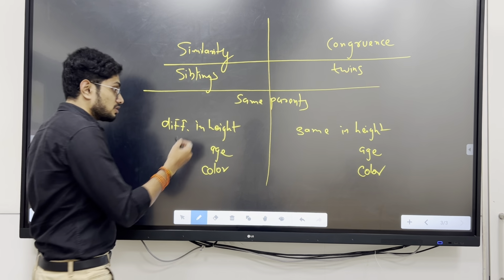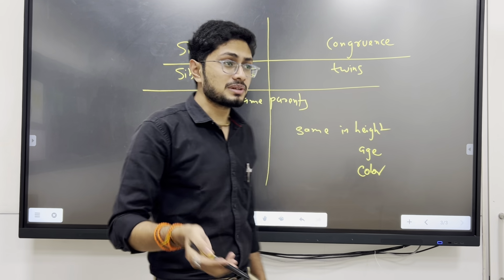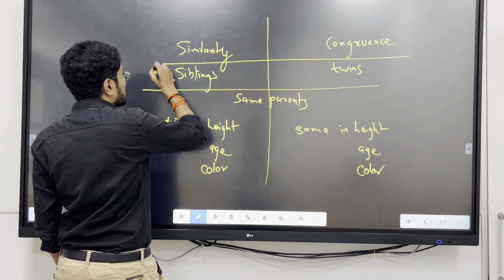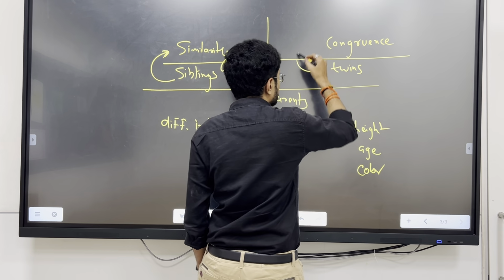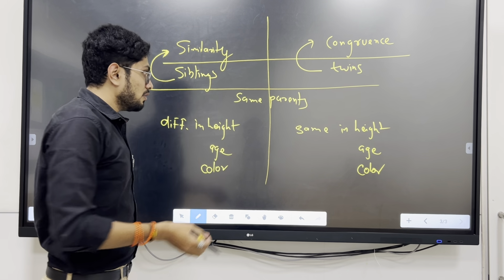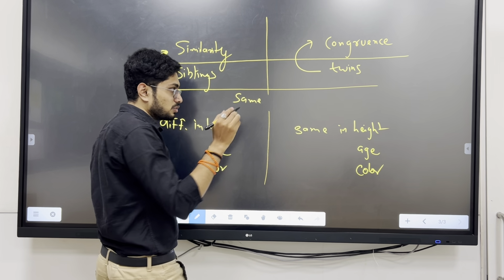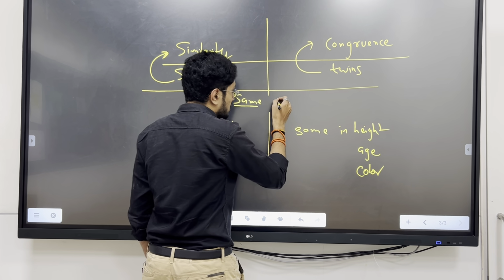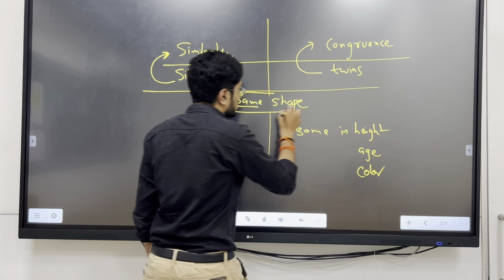Yes. So how can we relate this topic to similarity and congruency? Siblings are equal to similarity and twins are equal to congruency. Now I am erasing this content here, and try to concentrate here. Same shape in both.